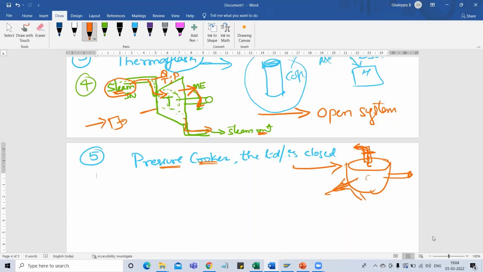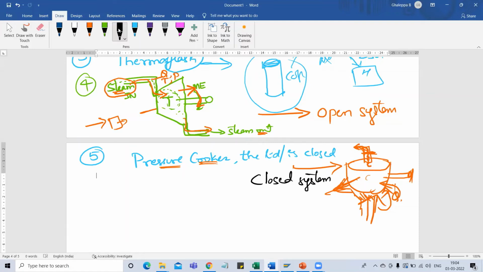Or if you are heating on the burner, this pressure cooker is on the burner and you are supplying heat energy, no? You are supplying some temperature. So heat is going in or heat may be coming out, depending upon the situation, condition. But there is no exchange of mass. Water will not come outside. So it is a closed system.